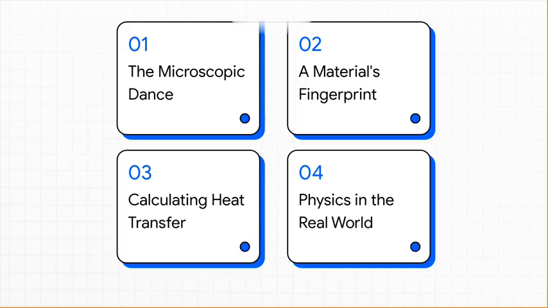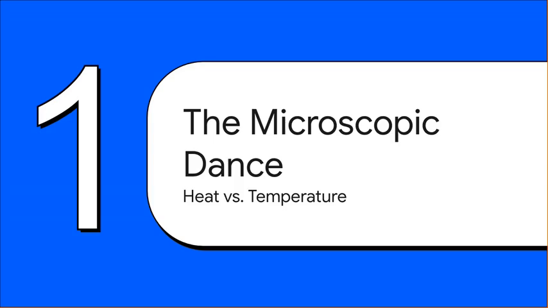Let's do it. To solve our beach mystery, we have got to get our terms straight. You know, we throw the words heat and temperature around all the time as if they're the same thing, but in physics, they're not. They're related, for sure, but they're two very different ideas. And it all starts with atoms and molecules just constantly moving around.